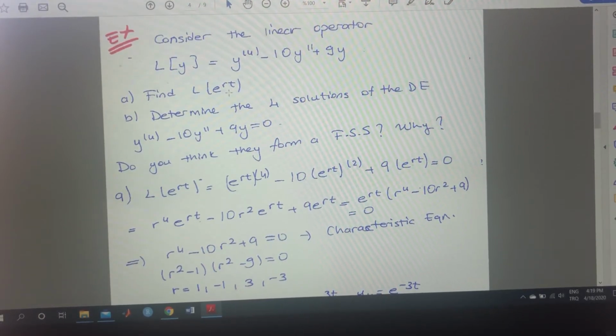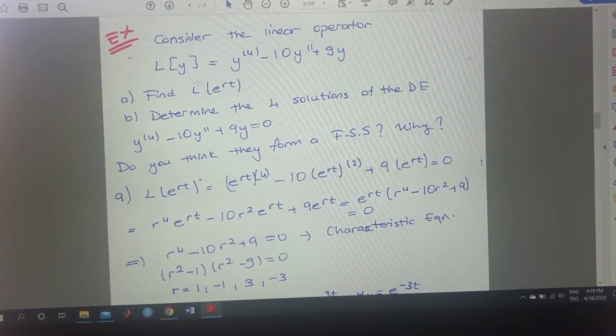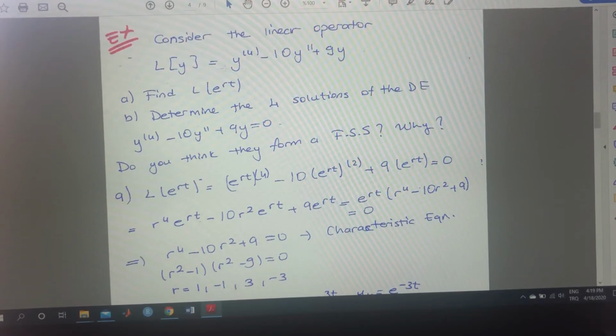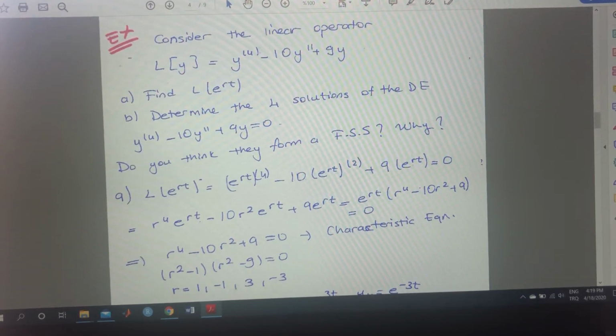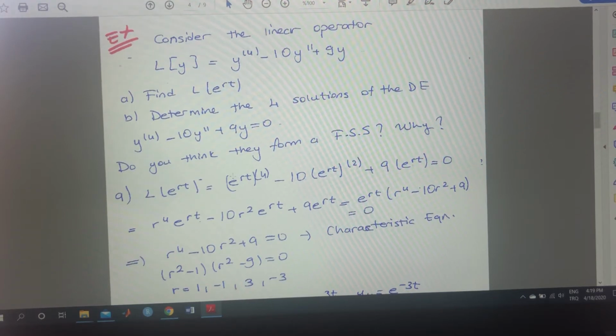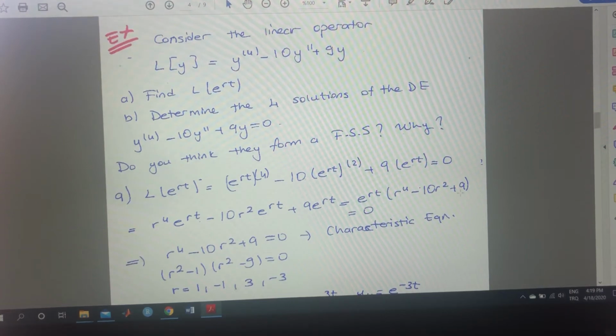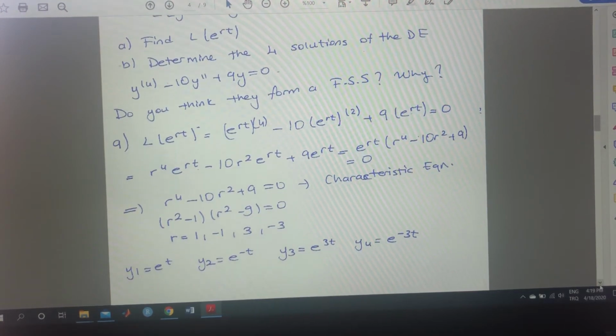And in the A part, it says find L[e^(rt)]. So what does it mean? Plug in e^(rt) for y. That's why we are taking the first, second, third, and fourth derivative and plugging them inside this one. Once we do that, e^(rt) has its fourth derivative, second derivative, and itself. If you do this calculation and factor out the e^(rt), you will get this equation. If that's 0, the exponential cannot be 0, so this polynomial function should be 0, and you know that this is the characteristic equation.